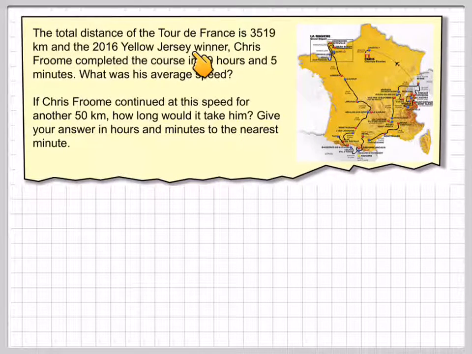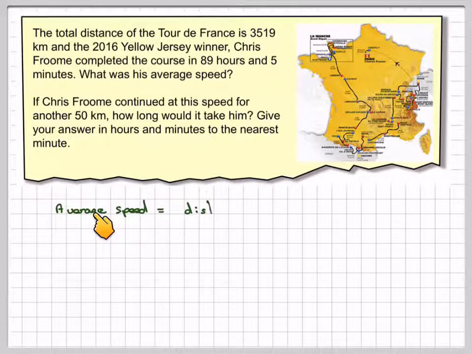The total distance of the Tour de France is 3,519 kilometres, and the 2016 Yellow Jersey winner is Chris Froome. He completed the course in 89 hours and 5 minutes to the nearest minute. What was his average speed? If Chris Froome continued at this speed for another 50 kilometres, how long would it take him? Give your answer in hours and minutes to the nearest minute.